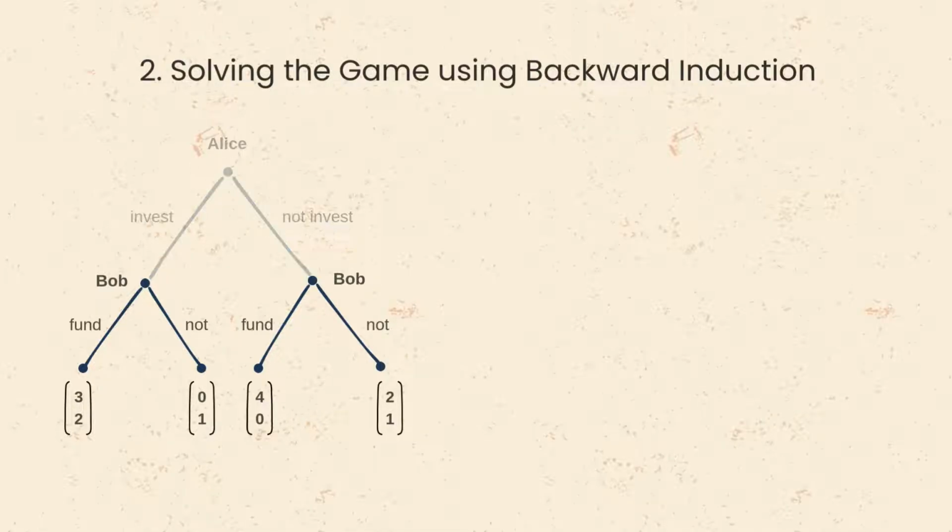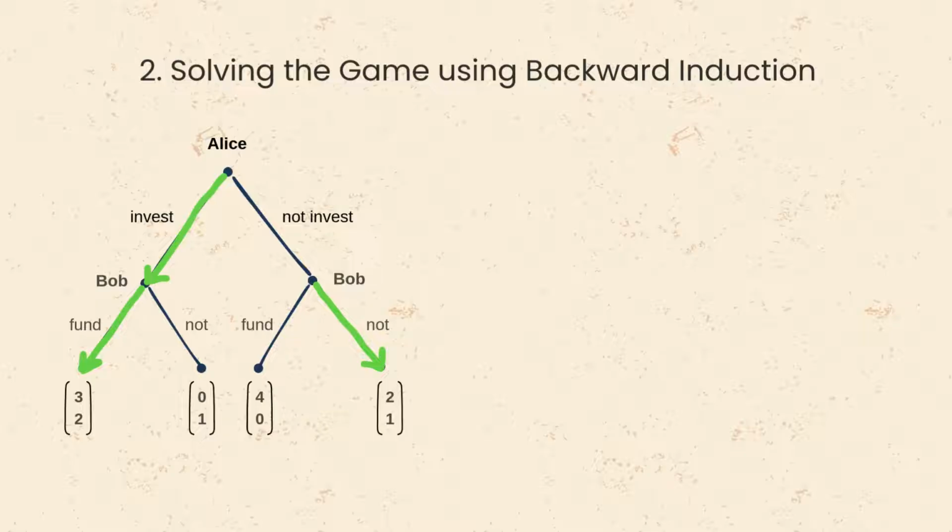First we look at the last decisions to be made by Bob. For this subgame, when Alice decides to invest, Bob's best response is to fund it. Meanwhile, if Alice wasn't investing, Bob should not fund it. Knowing that Bob is a rational player, Alice knows what Bob's best responses are, and hence she will choose her best response depending on Bob's best response. So her best response is to invest.